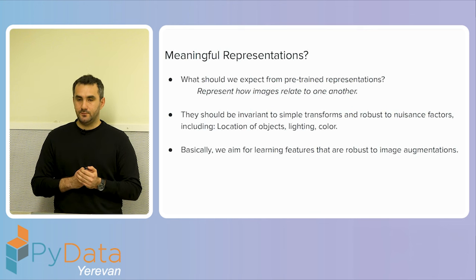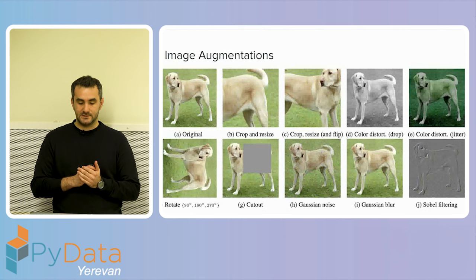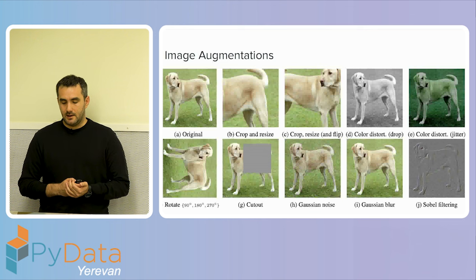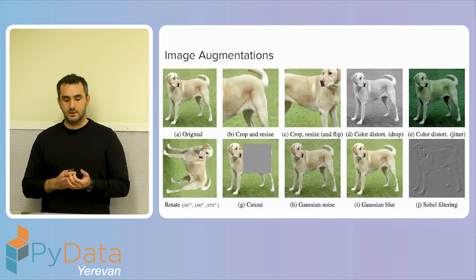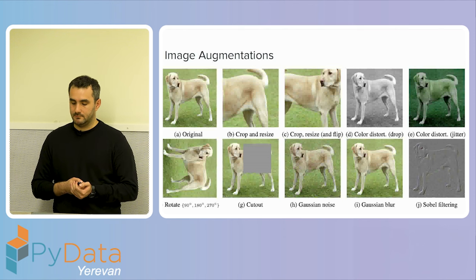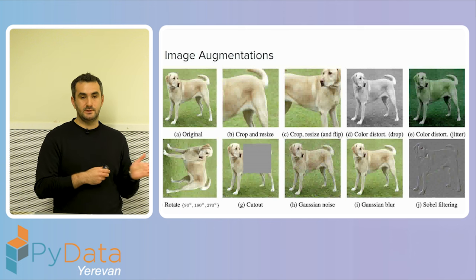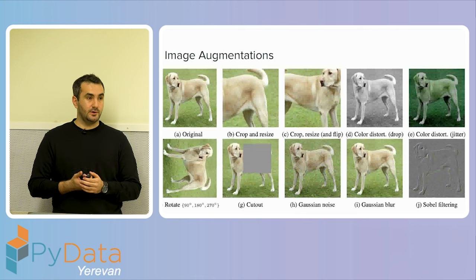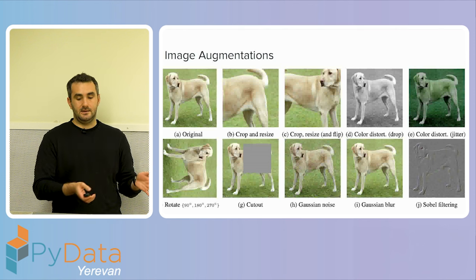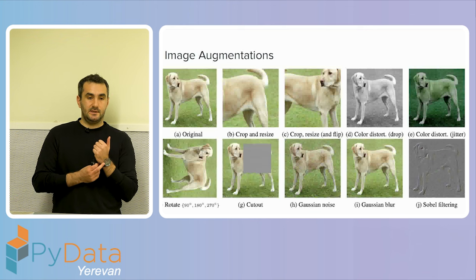So why not try to train the network to be robust to these augmentations? First, let's define the augmentations. Let's say we have the original image on top left, and from one of the papers I took this set of augmentations. We can crop images, resize them, crop and resize together, drop the color, add different filters, add Gaussian blur and Gaussian noise, cut a piece out of the picture, and rotate the picture. Visually, if you look at these pictures, we can easily guess that it's the same picture and they all contain a dog. So ideally, we want to learn representations such that if you give the network any of these 10 images, it will find similar representations.